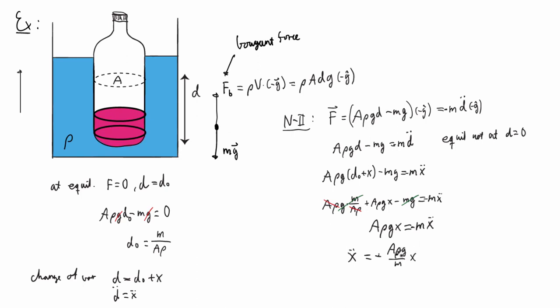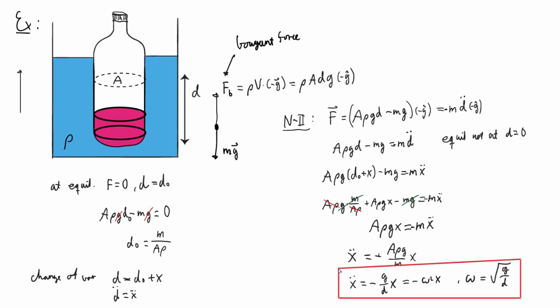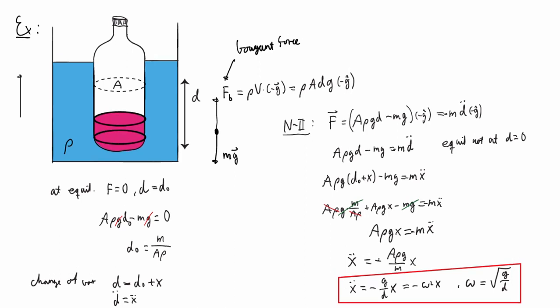So now this is almost the same as d naught. So we end up with x double dot equals minus g over d times x, which we could write, if we like, as minus omega squared times x, where omega is the square root of g over d. So that is now the equation of motion.